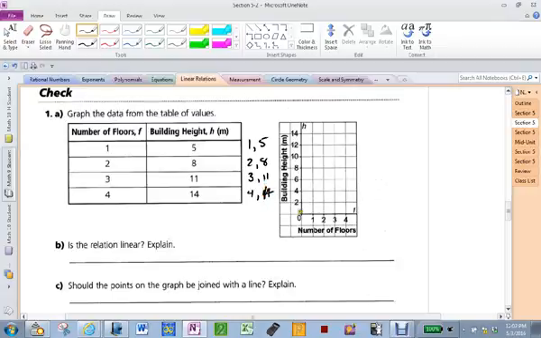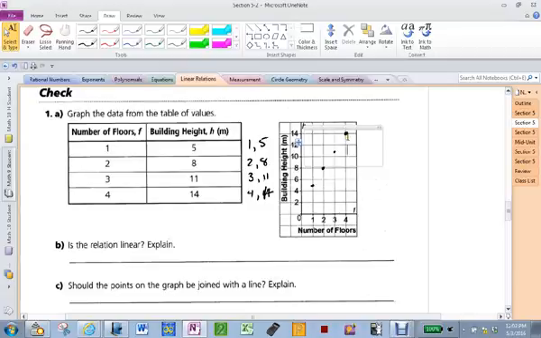Put them on there. 1, 5. Oh, but 5 isn't on there, so what do I have to do? Put it in the middle. 2, 8. 3, 11. Oh, it's not on there. Put it in the middle. 4, 14.